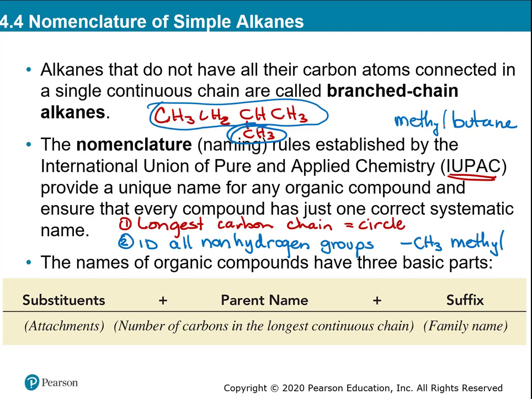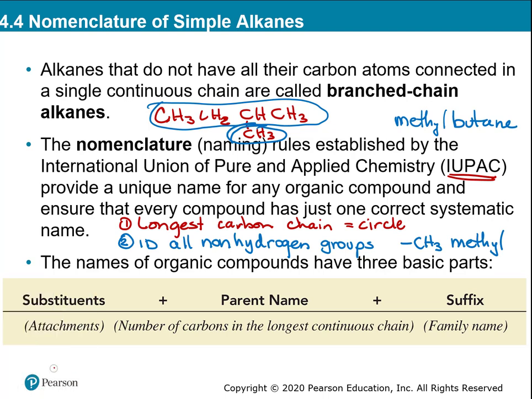Third thing that I have to do, and then I'm done. The third thing that I have to do is indicate which carbon in the chain the methyl group hangs off of. So do I want to number my chain from the left or the right? The rule is I always want to list the lowest possible number.